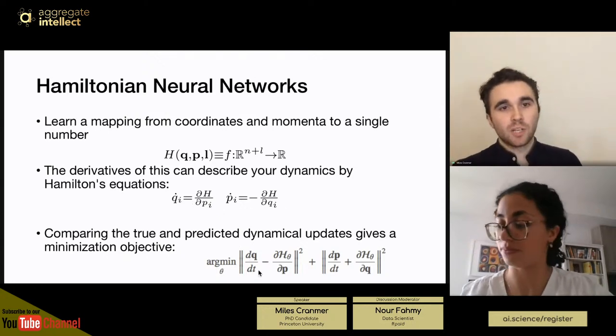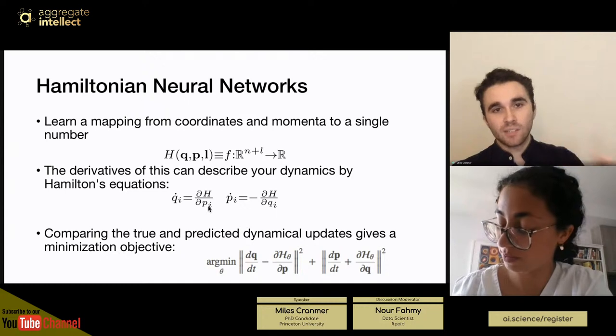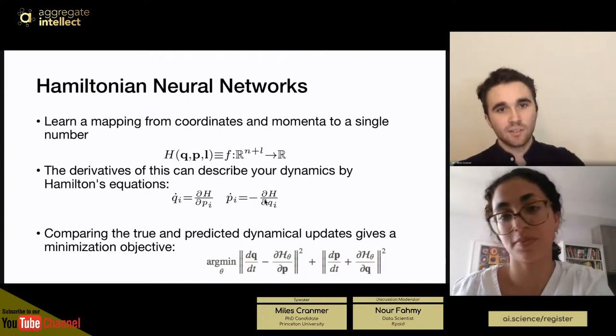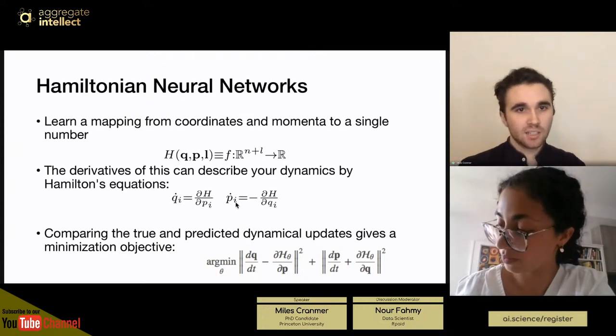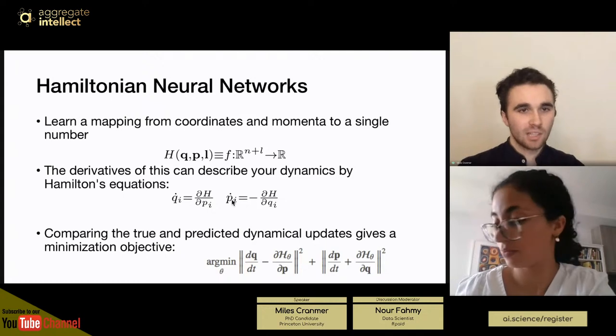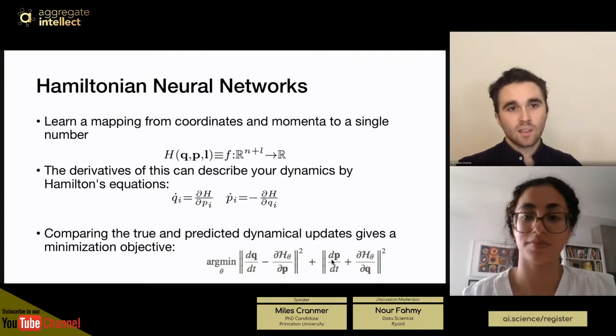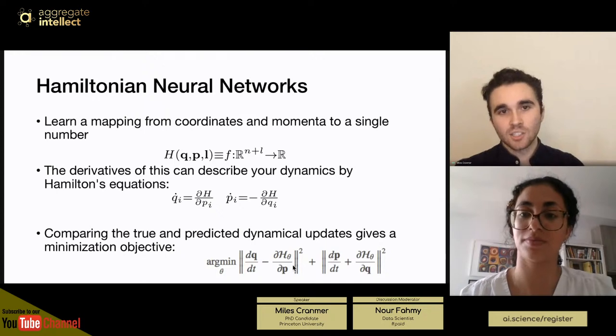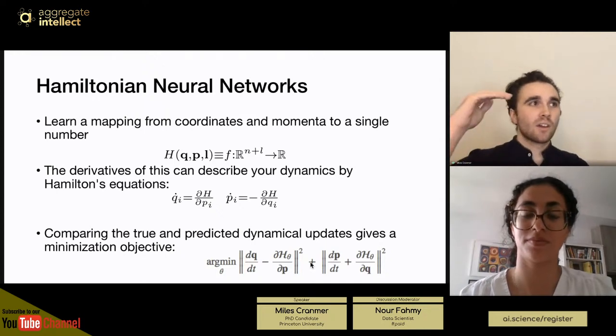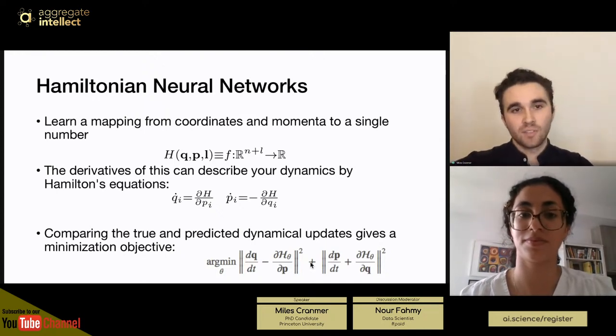And then you compare the derivative, which is the velocity, derivative of position is momenta, update momenta, velocity. So you compare that, and then you just optimize that. So now you're training the second order derivative of the neural network.